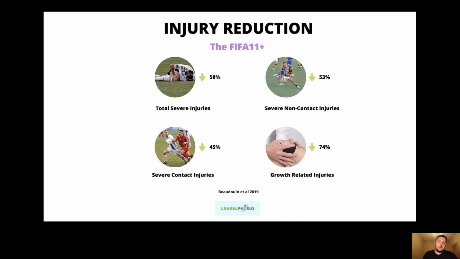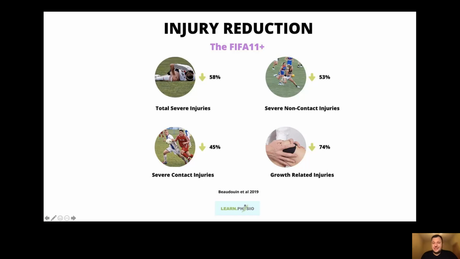We know that there are some prevention programs. One of the most popular is taken from football, the FIFA 11 Plus, with injury reduction, and there is evidence which is telling that this program decreased total severe injuries by 58%, severe non-contact injuries by 53%, growth-related injuries by 74%, and severe contact injuries decreased by 45%. So very promising data with very, very nice effects.